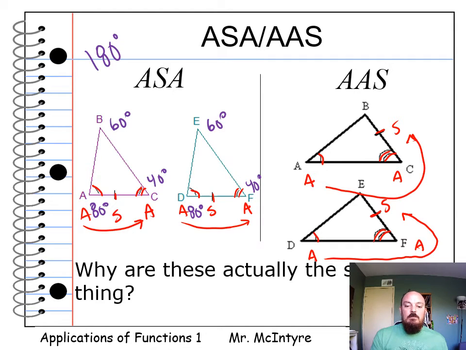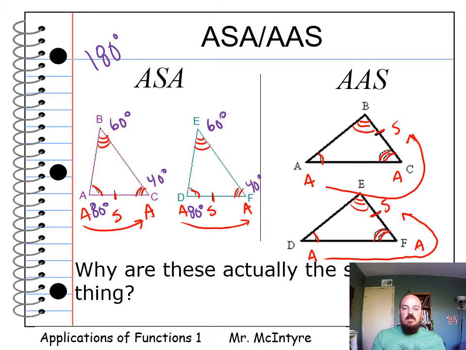So even though it wasn't marked in the picture, I could put 1, 2, 3, 1, 2, 3, because those are both 60. They're both the same. And I could do the same on the other picture without putting numbers in. If I added them up and subtracted from 180, whatever is left over for B, 1, 2, 3, will be the same as E.